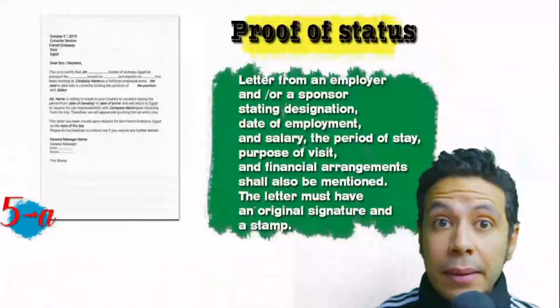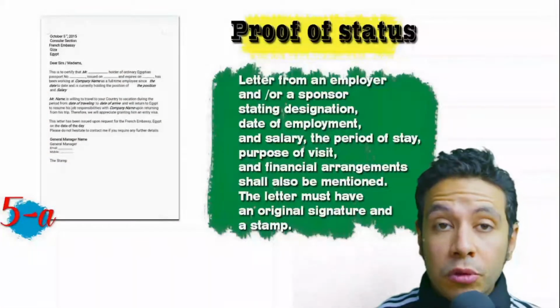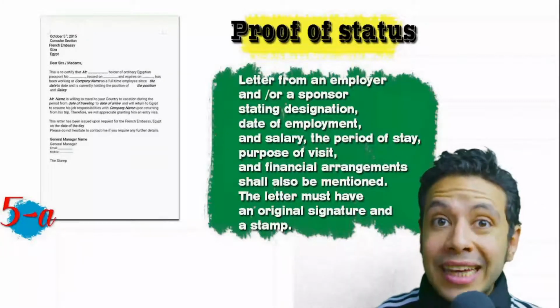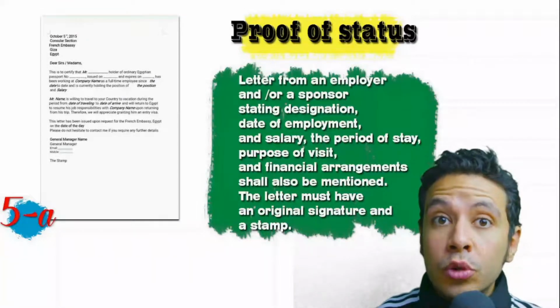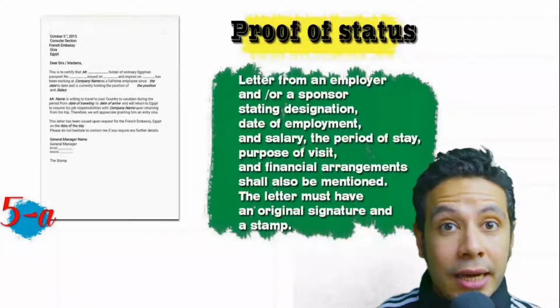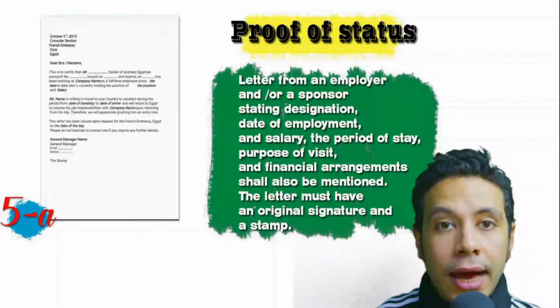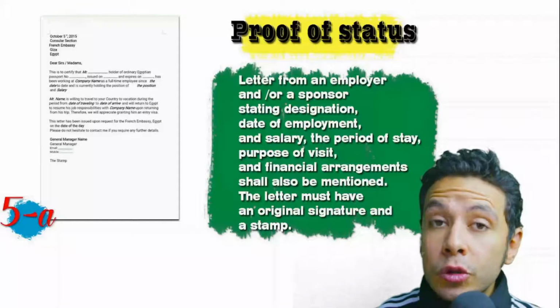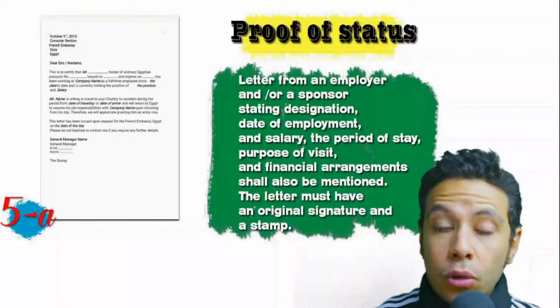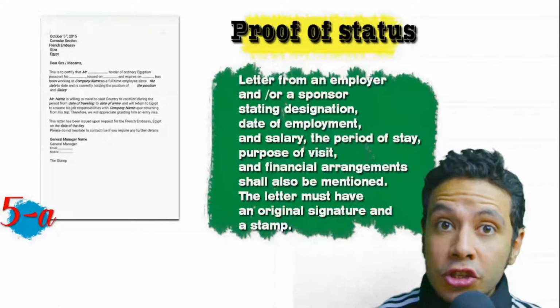In most visa application processes you will be required to provide a proof of status. For example, if you are an employee, you will have to provide a letter from your employer or from your HR department, mentioning your name, your work details, and your salary. And both the address and contact numbers should be mentioned also in that letter. And all letters must have an original signature and a stamp.